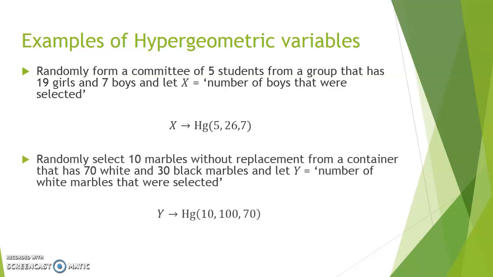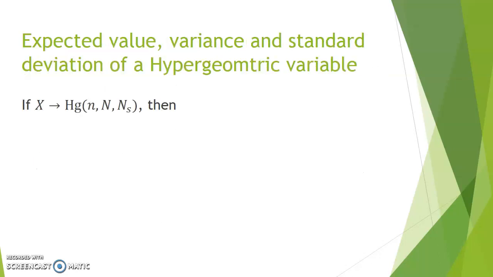Suppose that you select 10 marbles without replacement from a container that has 70 white and 30 black marbles, and let Y represent the total number of white marbles that you selected. This time Y also obeys a hypergeometric, which consists of n selections, 10 in this case. 100 is the population size, and 70 is the number of elements that are considered successes within the population.